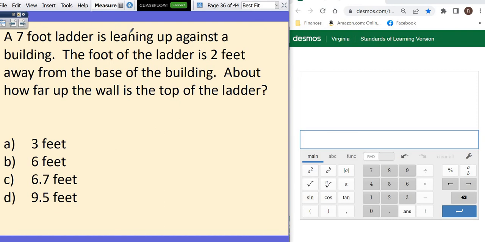And it says a 7-foot ladder. Okay, when we don't have a picture, first thing to do is draw an L, then connect it, and make a right angle.